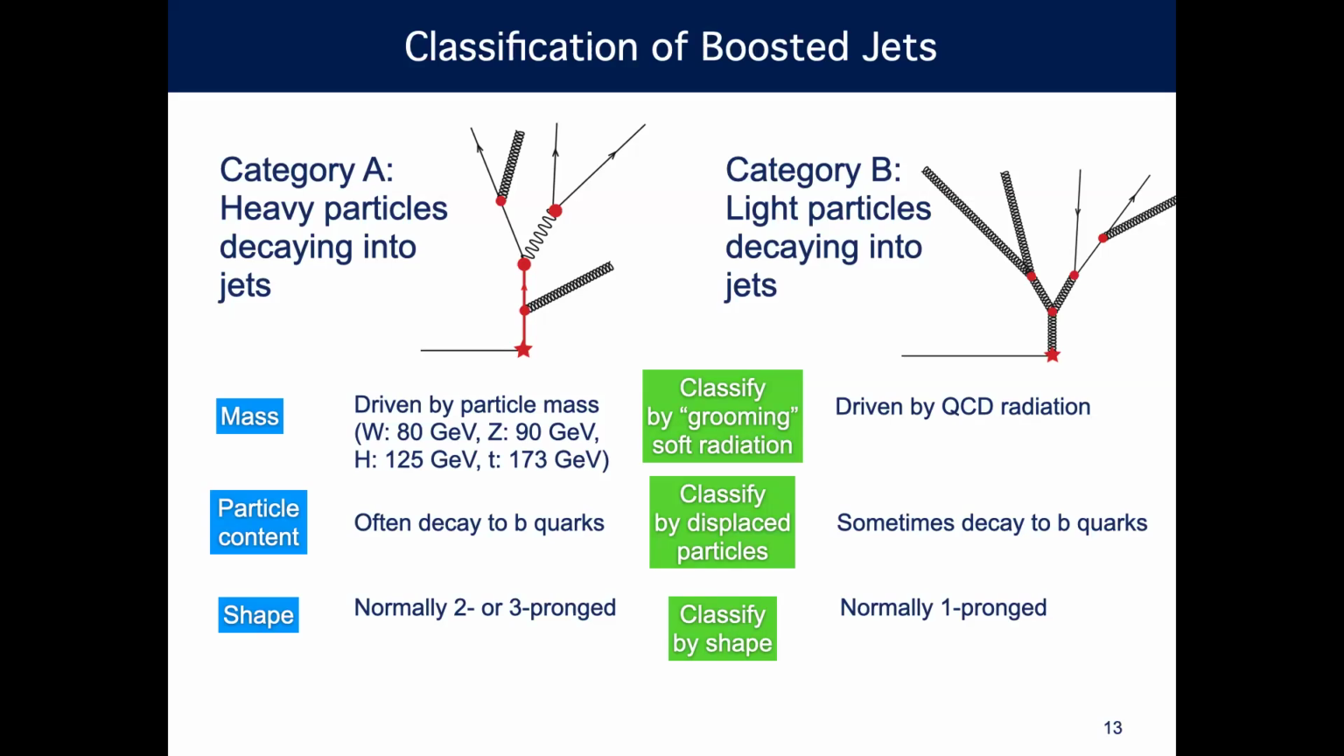So that's the biggest tool we're going to be able to deal with, using the mass and the width of the jet. You can also classify this with displaced particles for any different particle content. It works much better for category A than category B, just because category B has so many fewer of them. And also you can classify by the shape. So all three of these kinds of things can be used in conjunction.